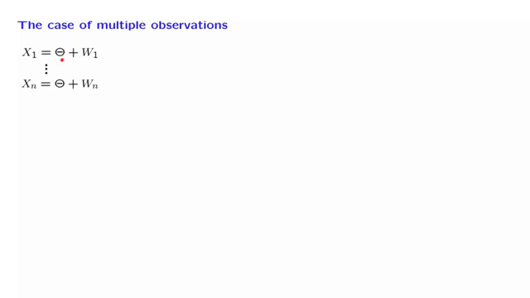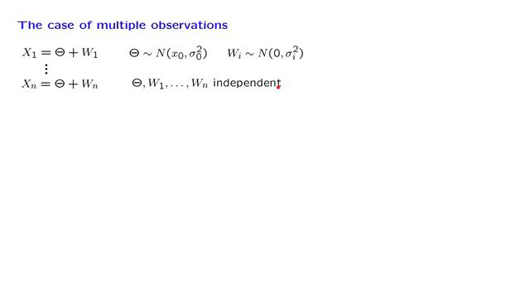The assumptions that we will be making are that theta is a normal random variable. It has a certain mean that we denote by x0. The reason for this strange notation will be seen later. And it also has a certain variance. The noise terms are also normal random variables with zero mean and a certain variance. And finally, we assume that these basic random variables that define our model are all independent.